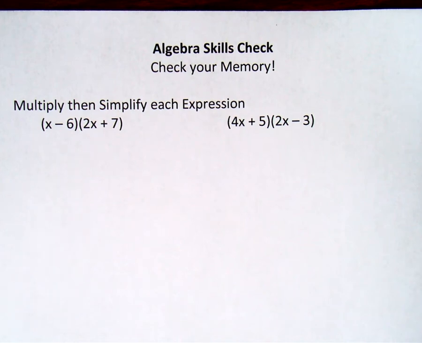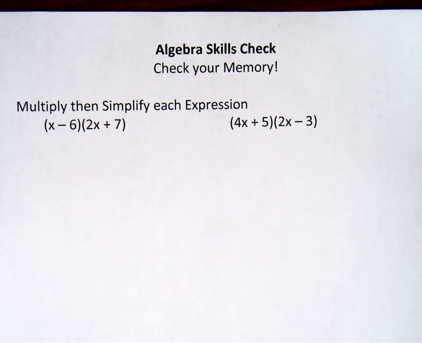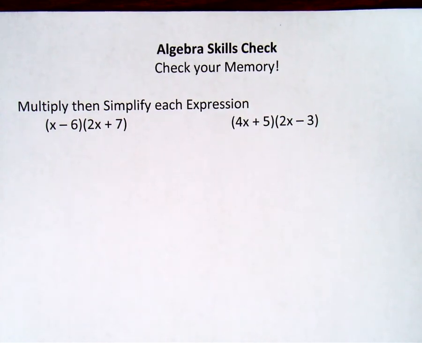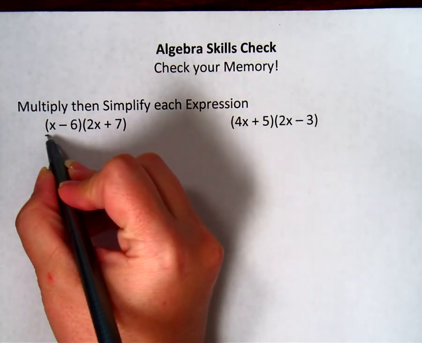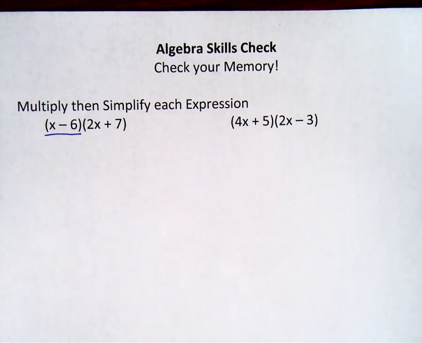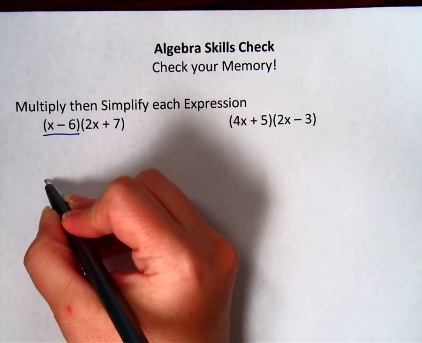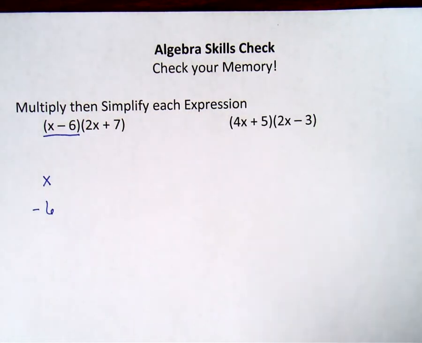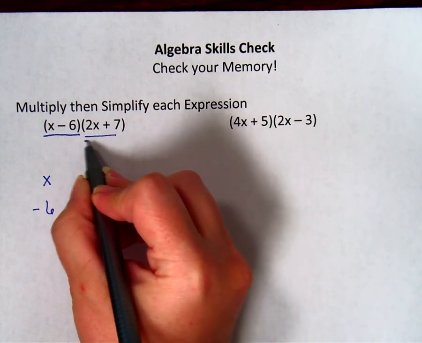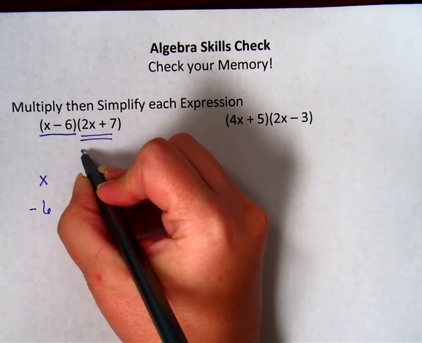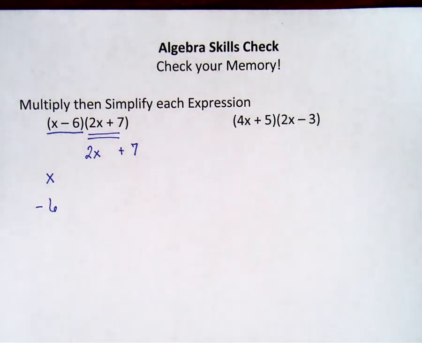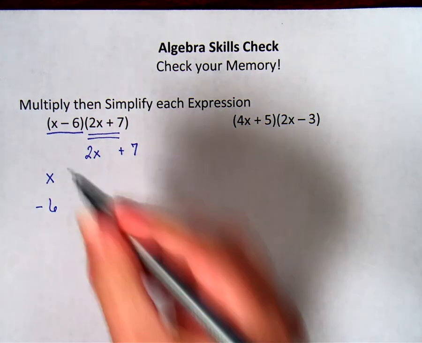So when I look at this first one, most of us in Algebra 2 and in Algebra 1, we're using the box method, and that's what we'll go with here when we're multiplying polynomials. Okay, so we're going to take our first expression, our first polynomial, x minus 6, and I'm going to write it x minus 6 in a column. And then the second expression, 2x plus 7, and write it as column headers, 2x plus 7. Okay, and then we're going to make our box.